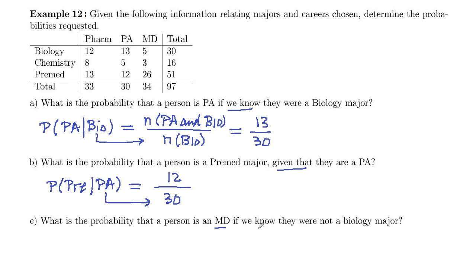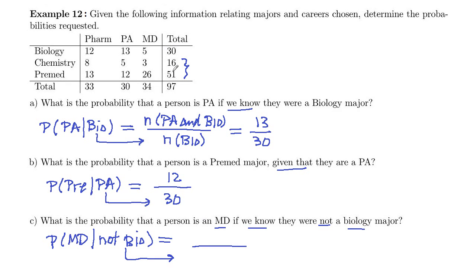Let's look at another one. Probability the person is an MD if we know, that's a conditional probability, they're not a biology major. So the probability that they became an MD given that they're not bio. So again, the given condition determines the denominator. So the bio majors were 30. If they're not bio, they have to be in these two rows, 16 and 51. So that's our denominator, 16 plus 51.